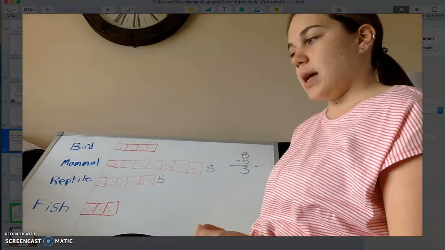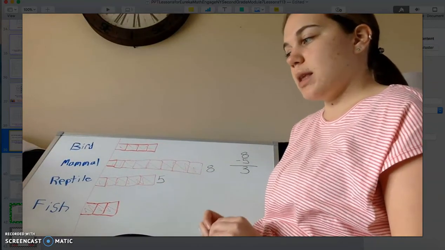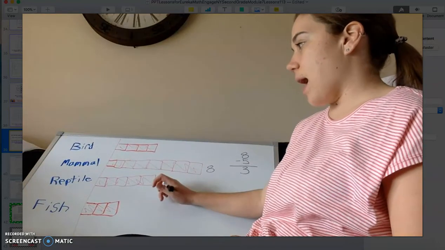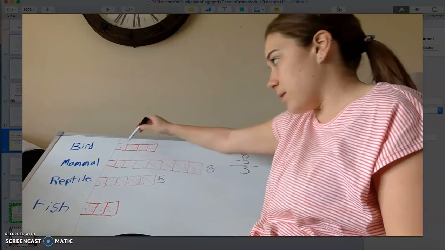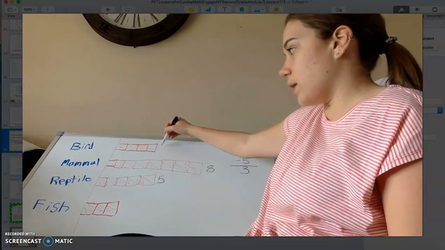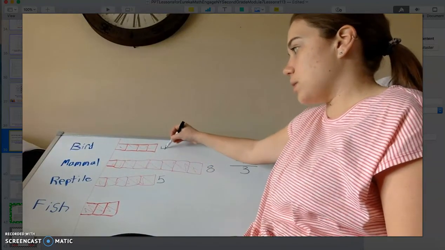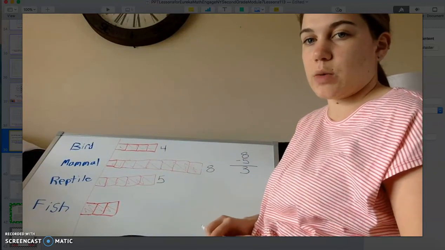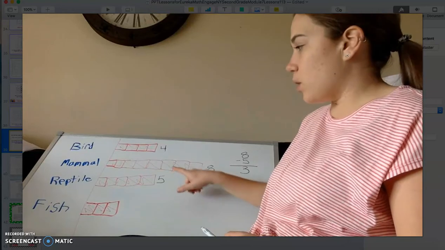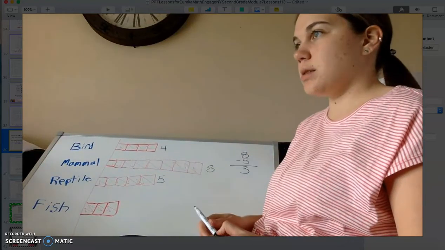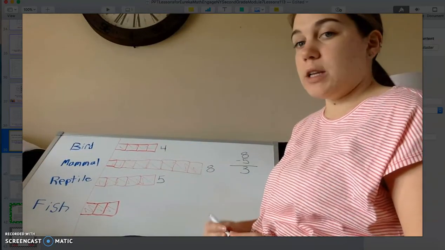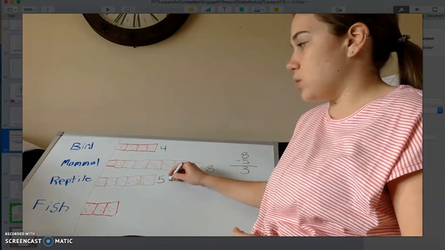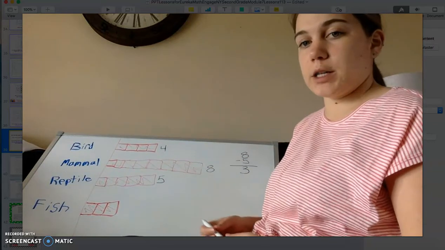Now the next question asks, how many fewer birds than reptiles are there? So reptiles have 5, and birds have 1, 2, 3, 4. Well, do we need to write a subtraction sentence for this one, or do we know the answer quicker? How many more reptiles are there than birds? Well, we know that 5 is 1 more than 4, so there is 1 more reptile than birds.